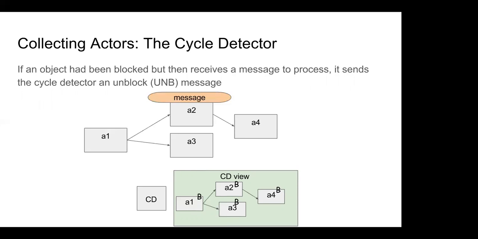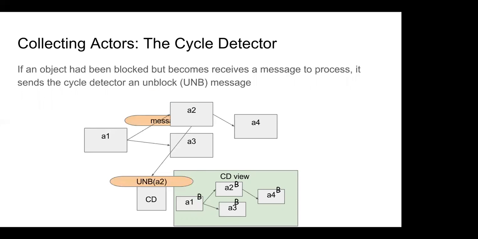If an object has been blocked, but then it receives a message to process, it sends the cycle detector an unblocked message. This is the way to update the cycle detector's view and say, okay, I had been blocked, but I'm no longer blocked. So in this case, A2 gets a message, and it starts processing that message, and it sends an unblocked message to the cycle detector. The cycle detector processes that message, and it says, okay, A2 is no longer blocked. We'll get to it in a minute, but effectively, this lets the cycle detector figure out what's blocked and what might or might not have other references to it.